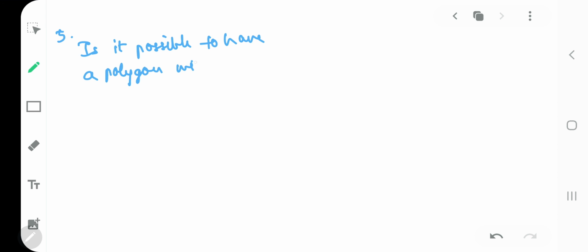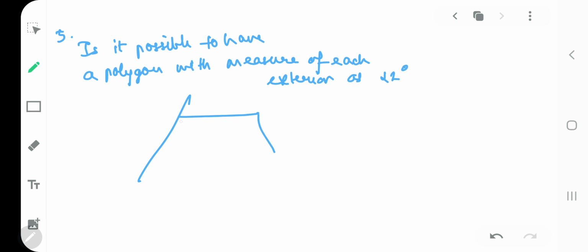Next we have question number 5. Question number 5 says, is it possible to have a regular polygon with measure of each exterior angle as 22 degrees? Okay, is it possible to have a polygon with measure of each exterior as 22 degrees? चलो कैसे फाइंड करेंगे? तो पहले हम नंबर ऑफ साइड्स फाइंड करेंगे.